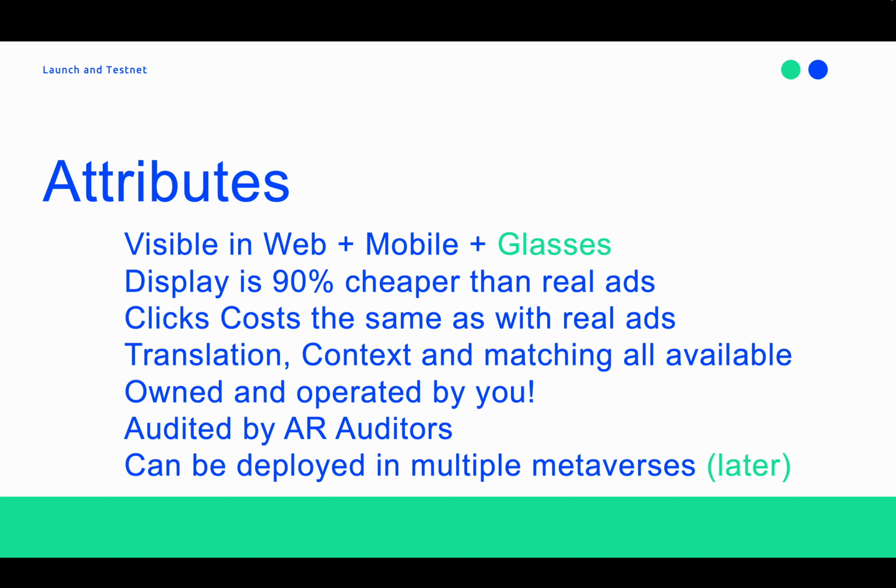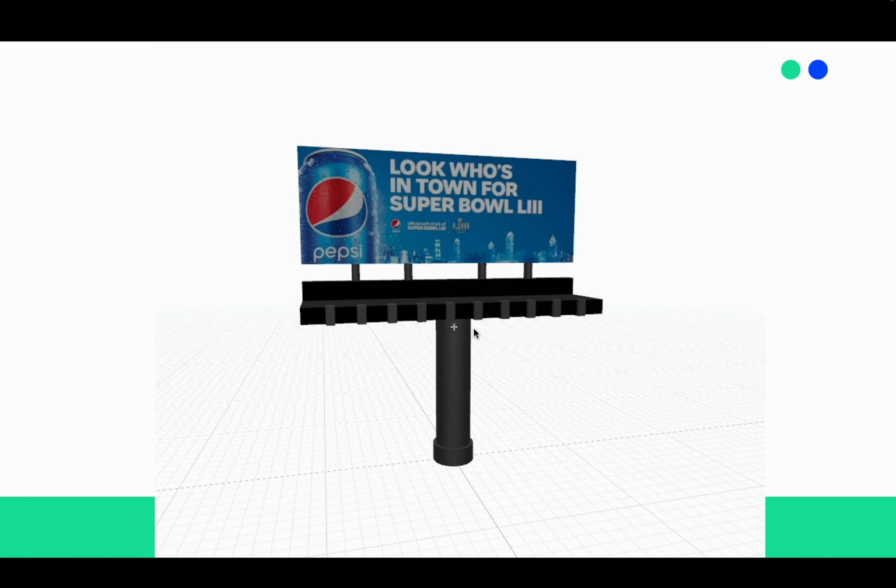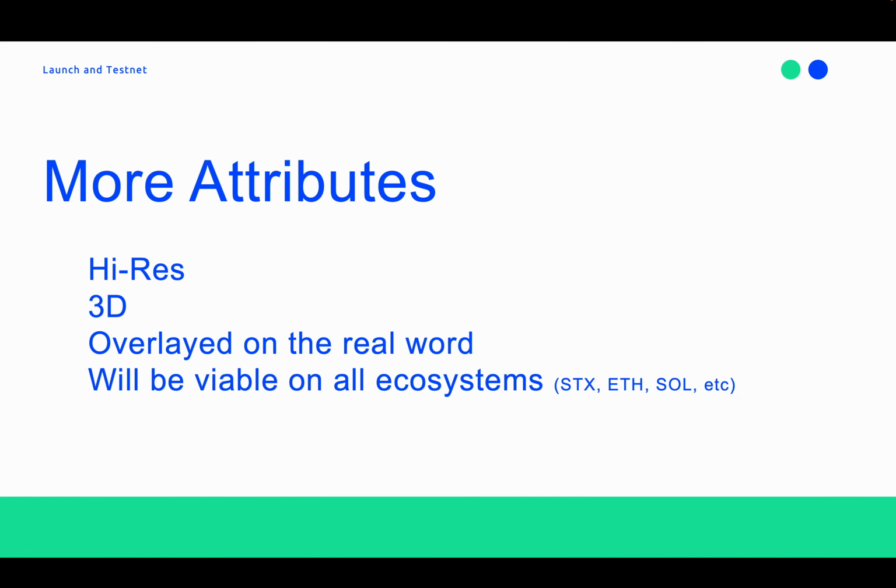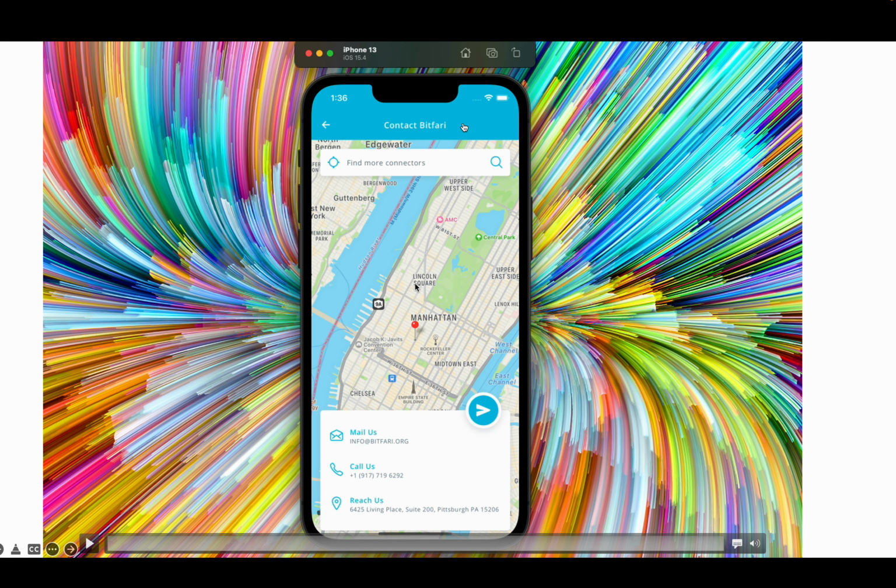And then we're going to deploy this on multiple metaverses, but that comes later. It will come maybe next year, because we have a lot to do this year, but it will definitely come. Okay, so high-res 3D overlay on the real world. There are going to be bridges to all of these ecosystems. So somebody has either the Bitfari native wallet, or they have the Unreal glasses.